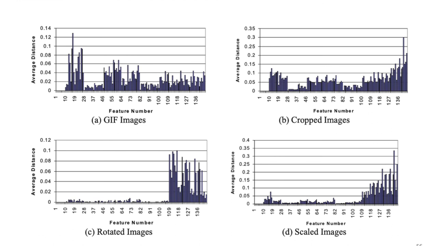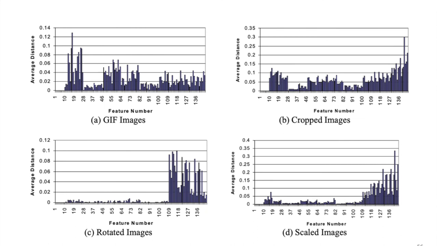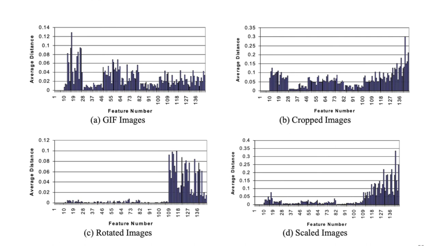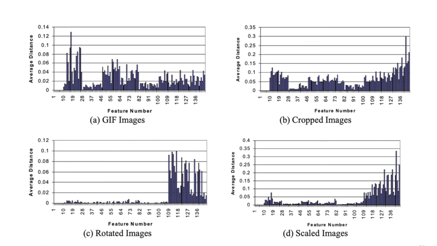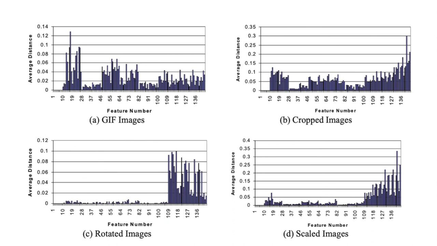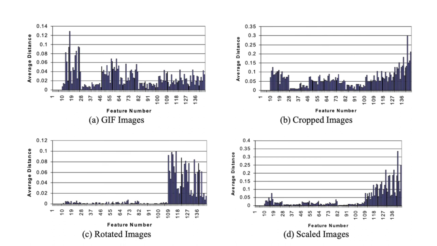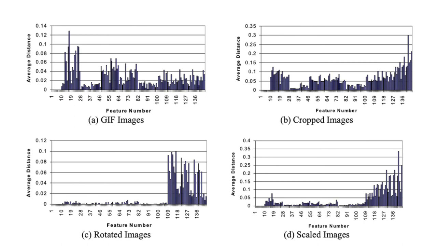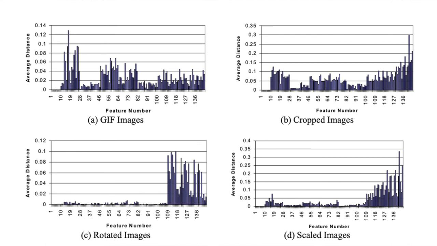So for GIF images, you see similar attributes, some in color, some in shape, and some maybe in texture. And for crop images, the channels with small differences are also distributed in different features, although in rotated images, similar features tend to be in the color channel. But once you say, let me give you a threshold, let's say if you have 108 attributes similar out of 144, I declare those two images are similar. Otherwise, I say those two images are not similar.